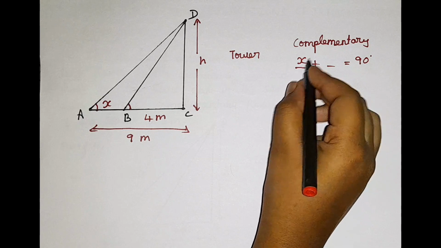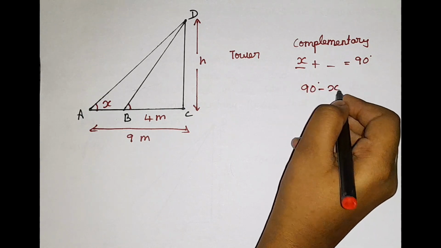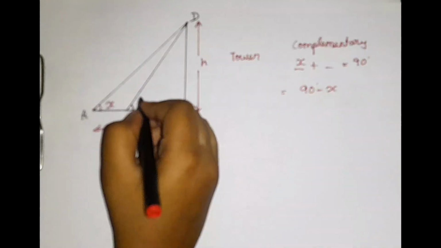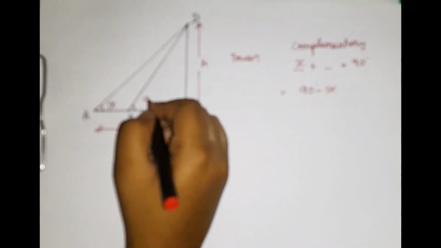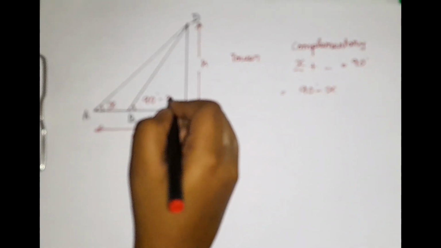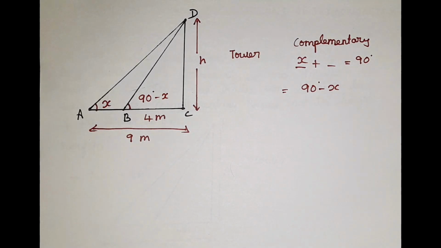So when the x comes to the other side, it changes into minus x, isn't it? So like this we'll get the other value, that is 90 degree minus x. Okay, this is how we are supposed to find the values.